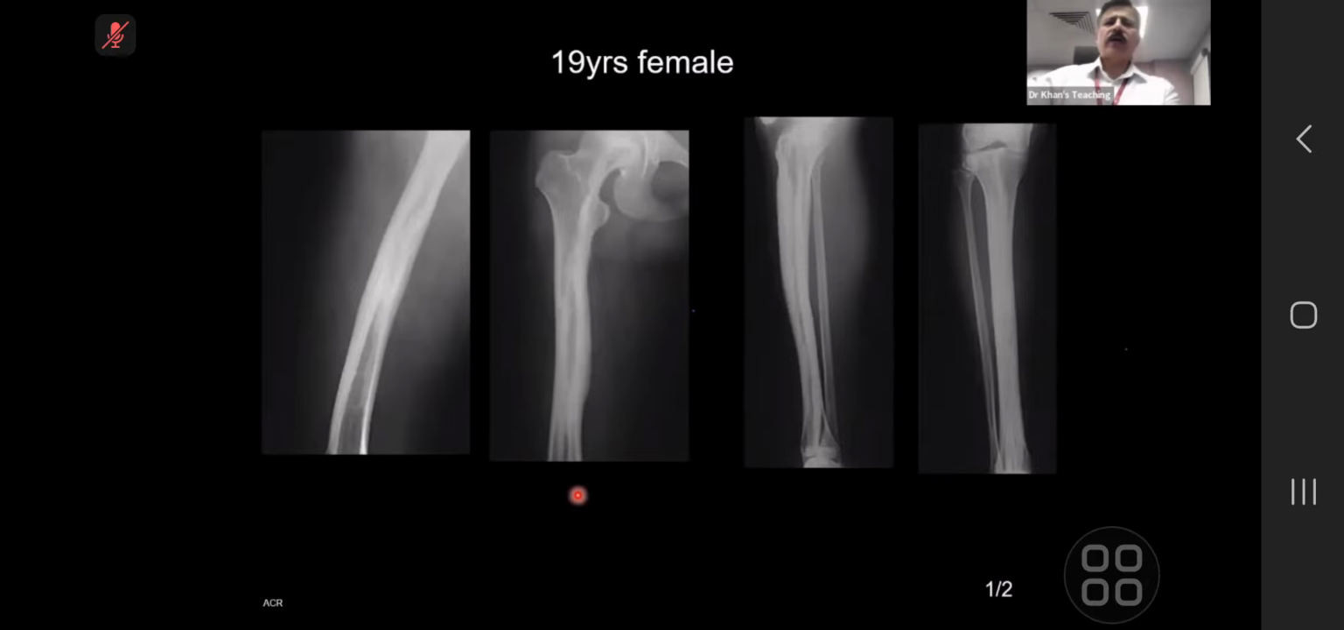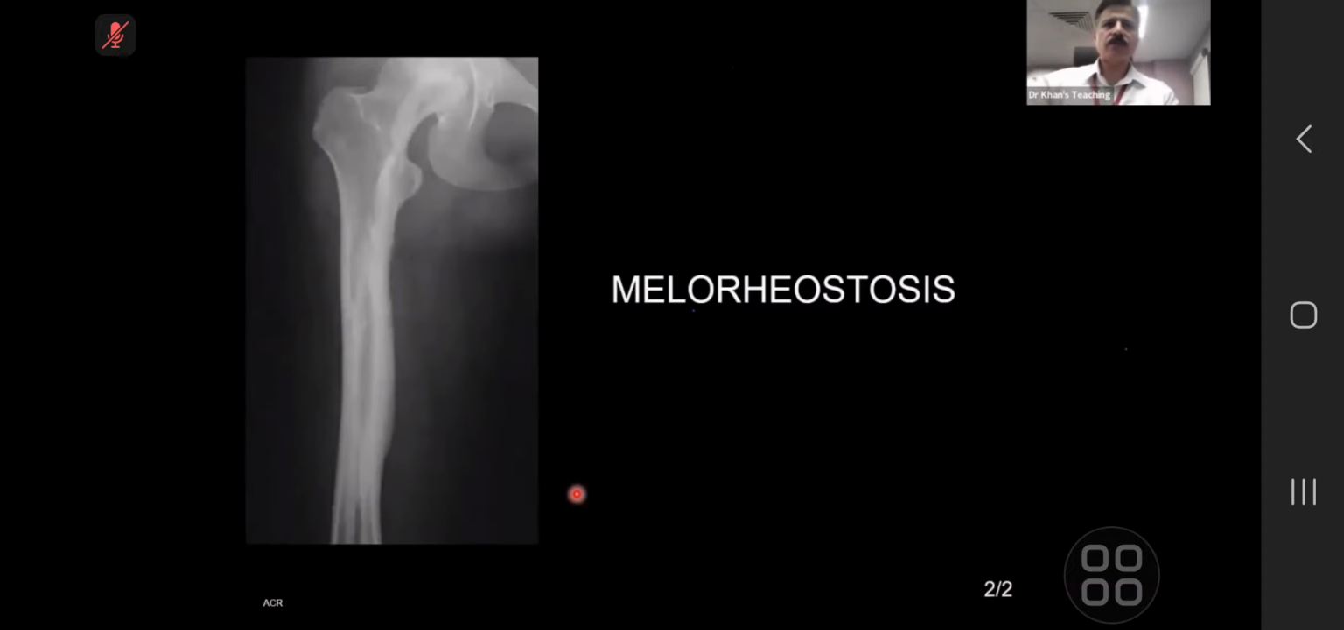You've done well. Okay, so let me describe melorheostosis and what happens there. Basically, please remember that it is one of the sclerotic bony dysplasias. So the osteoclasts are not working normally, and there will be deposition of bone both on the periosteal as well as endosteal surface of the bone.